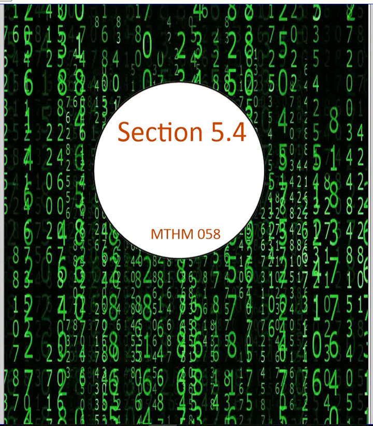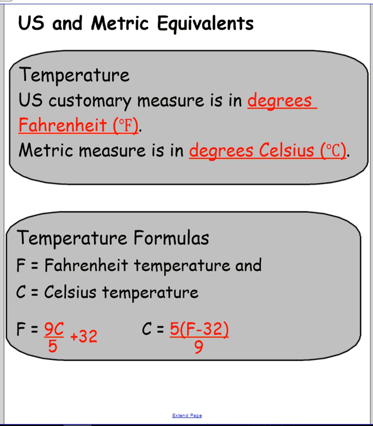In this video, we're looking at section 5.4, and that is looking at switching between US and metric equivalents. So for the first unit conversion, we're going to look at switching between Fahrenheit and Celsius degrees. The US customary measure of temperature is Fahrenheit, and the metric is degrees.